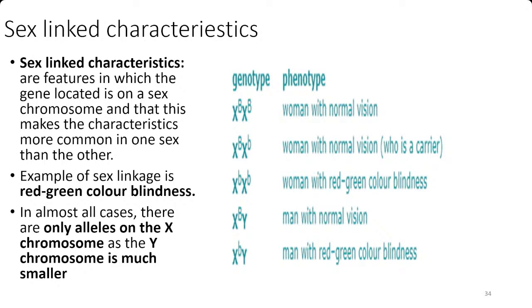This is important to know, okay? Sex-linked characteristics are features in which the gene located is on a sex chromosome and that this makes the characteristic more common in one sex than the other. Now, the sex chromosomes are basically the XX and XY that I told you. XX are for females and XY are for males. Now you remember that XX looked something like this, XY looked something like this. Now because this Y is a bit shorter, you do not look at the alleles on this.